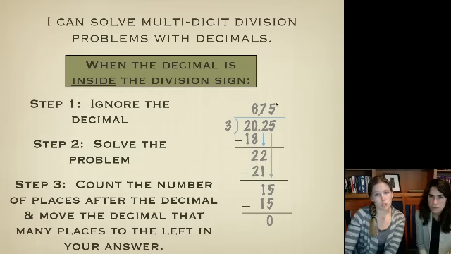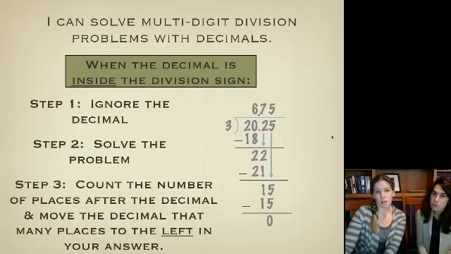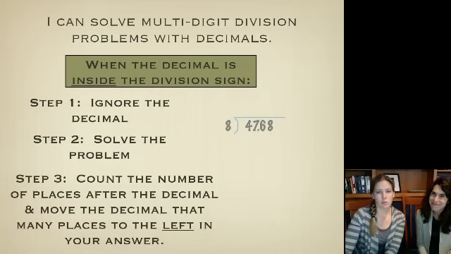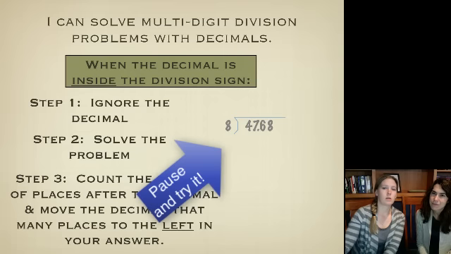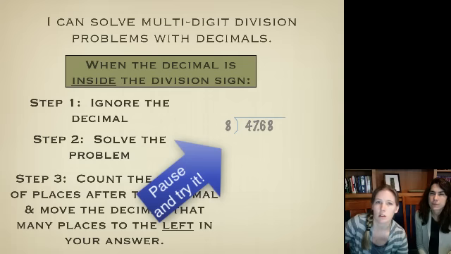And you can always double check your answer and see if you're right by multiplying. If I multiply 6.75 times 3, I should get 20.25. So that is the one where I did it for you. Now you get to try one, and then we will go through and show you how to do it. So try this one on your own, and then we'll go through it in just a second.